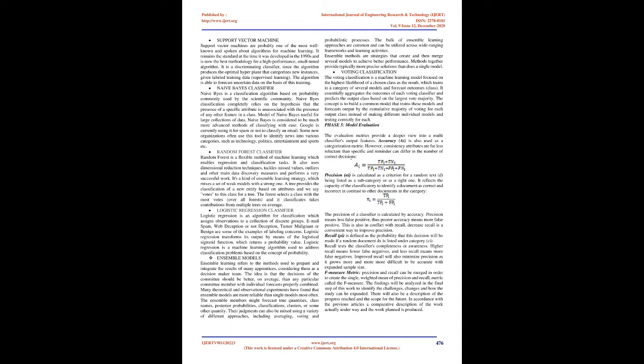Naive Bayes classifier. Naive Bayes is a classification algorithm based on probability, commonly used by the scientific community. Naive Bayes classification relies on the hypothesis that the presence of a specific attribute is unassociated with the presence of any other feature in a class. The Naive Bayes model is useful for large collections of data. It is considered much more advanced than other methods of classifying, with ease. Google is currently using it to classify an email as spam or not. Some news organizations often use this tool to sort news into various categories, such as technology, politics, entertainment, and sports, etc.